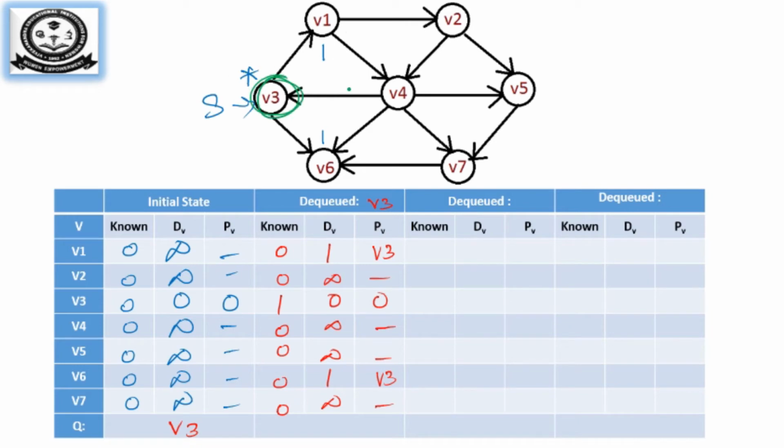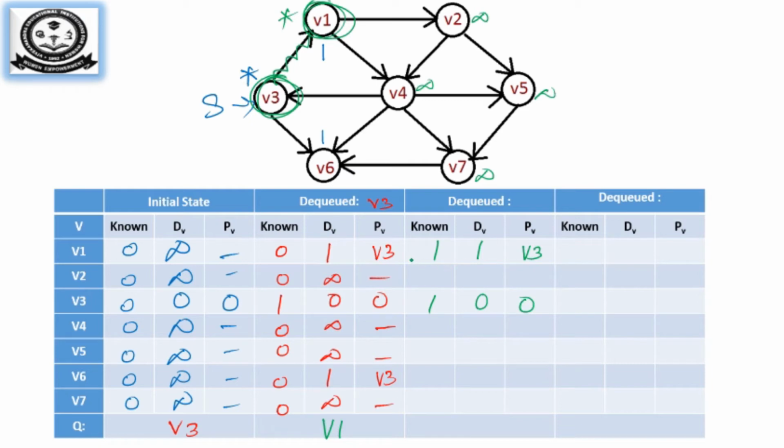Now among the other vertices, which has the minimum? The rest of the vertices will be infinite, infinite, infinite and infinite. So here V1 and V6 are minimum. So in alphabetical order, we will process V1 first. So I am going to make V1 the start vertex first. So using this path, I will make V1 a known vertex, its distance is 1, its previous vertex is V3. Similarly, V3 is already processed, so you will write the same thing.